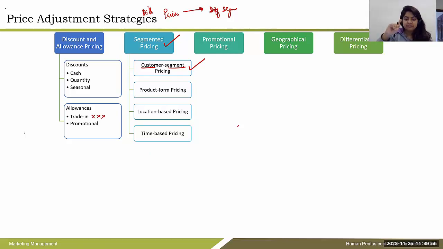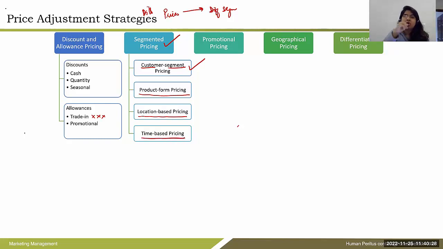So customer segment pricing. Product form pricing. The same Coke in a plastic bottle, in a glass bottle, in a can. Different pricing. Same amount of ml also. Okay. Location-based pricing. Same Coke. When you buy from a vending machine, when you buy at a dhaba, when you buy at a normal restaurant versus you buy at a 5-star hotel versus you buy at PVR. Same Coke, same composition, different pricing.